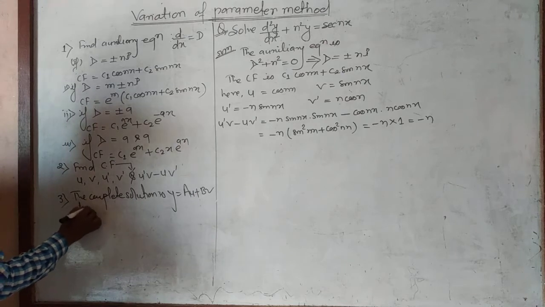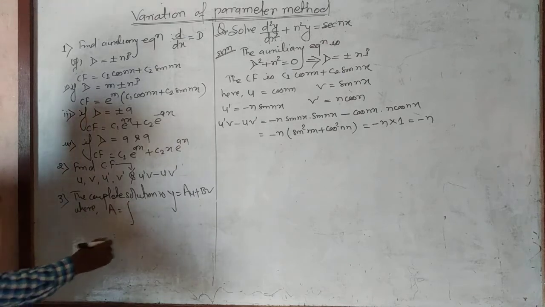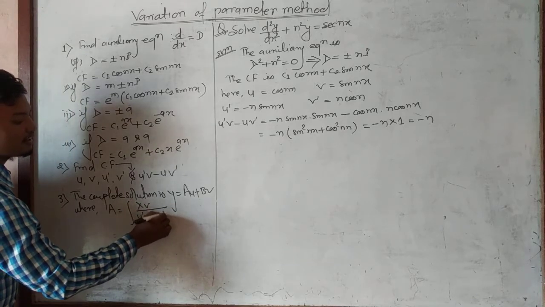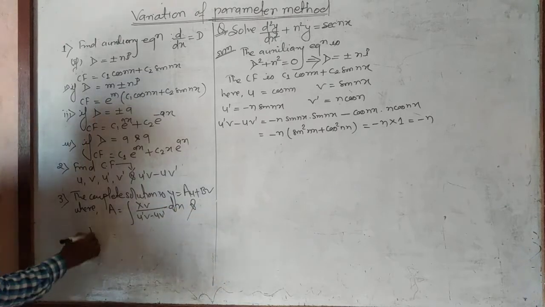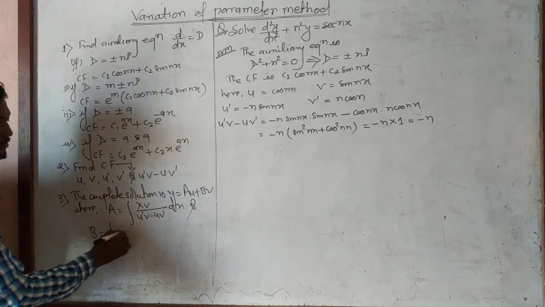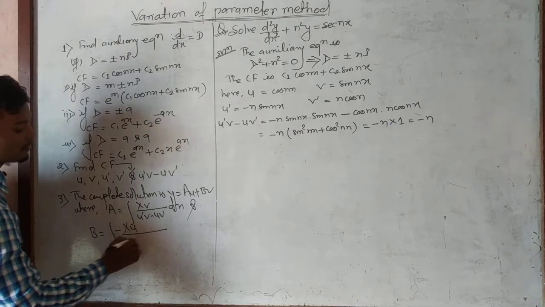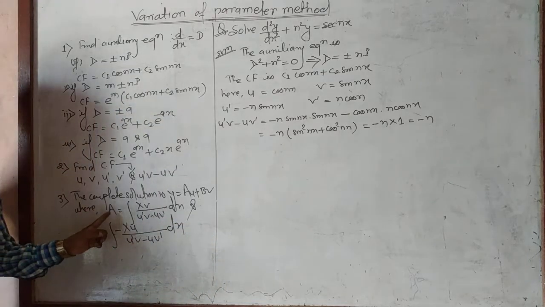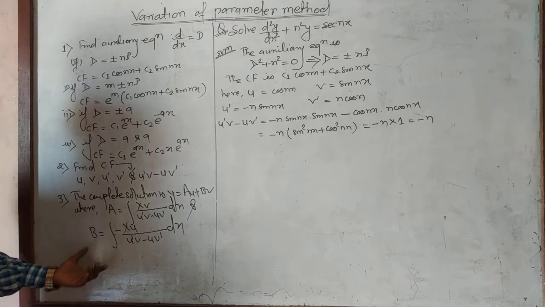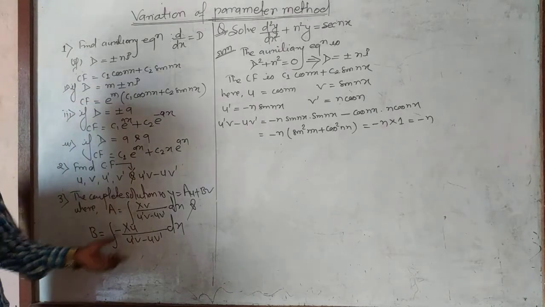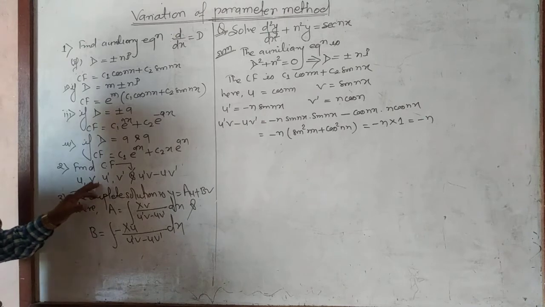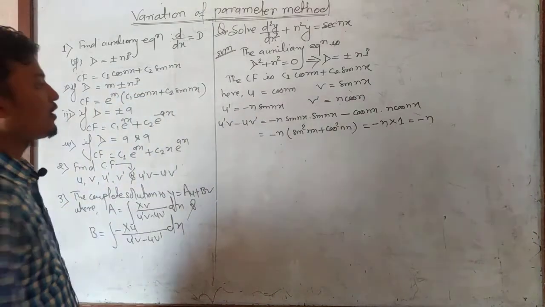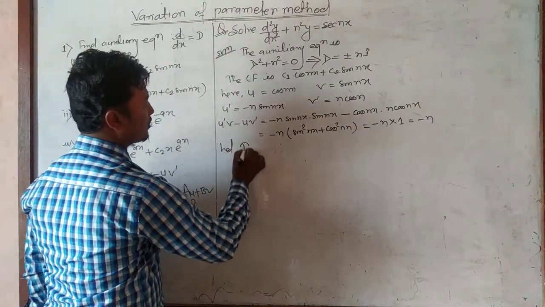So here a means what? A means integration of x v upon u dash v minus u v dash dx, and the value of b is equal to integration of minus x u upon u dash v minus u v dash dx. It means we have to find the value of a and b. After getting the value of a and b, we have the value of u and v. We will put the values of a, b, u and v in this equation, then we will get the complete solution of this question.